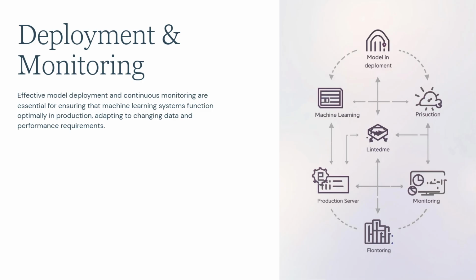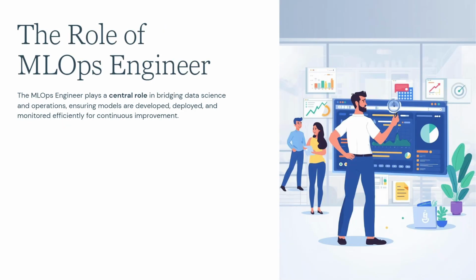Once the model performs well, it's deployed into production where it starts interacting with live data and users. But deployment is only the beginning. Continuous monitoring ensures the model performs reliably as data patterns shift. When performance declines, the system triggers retraining using new data, restarting the cycle from collection. That's how MLOps keeps models fresh, accurate, and relevant over time.